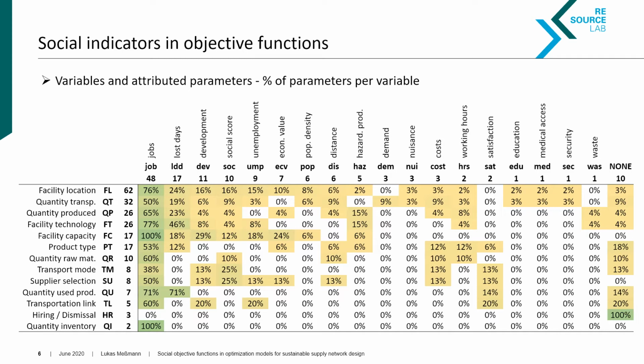For example, the decision on facility technology is in 46% of the cases measured by the days that are lost due to work damages with the respective facility technology. But all the other kinds of indicators and all the other combinations between decision in this kind of decision problem and indicator fall to the wayside.